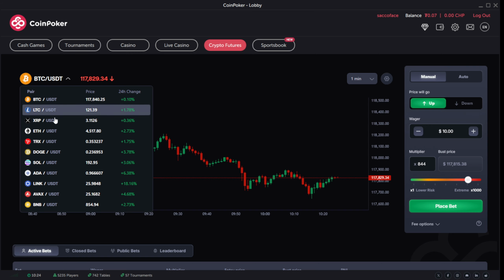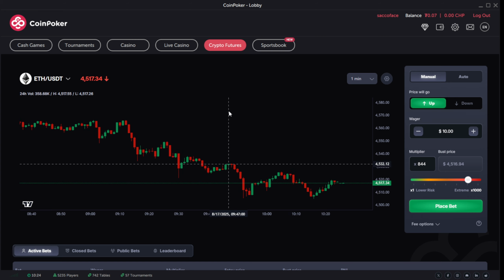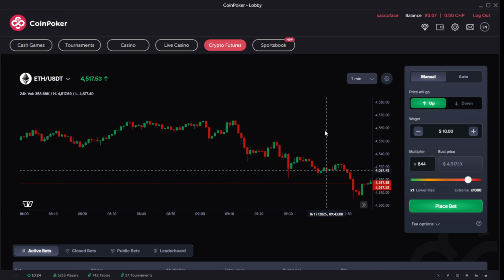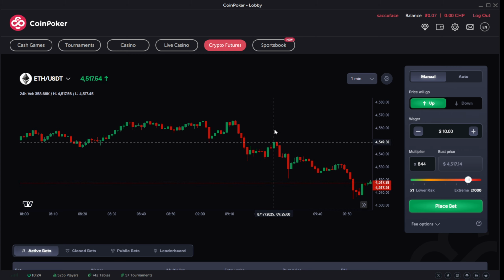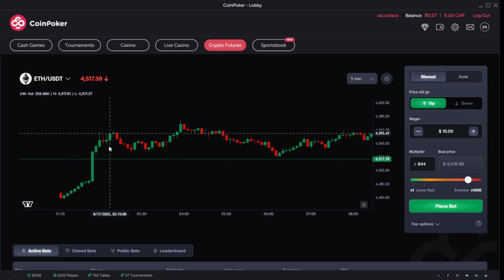Let's check out Ethereum. Let's see what's going on with Ethereum. Ethereum, let's do a 1-minute candle chart. See if we have any good examples. Here. Let's do 5-minute. Here. Okay, so, here's a good one.